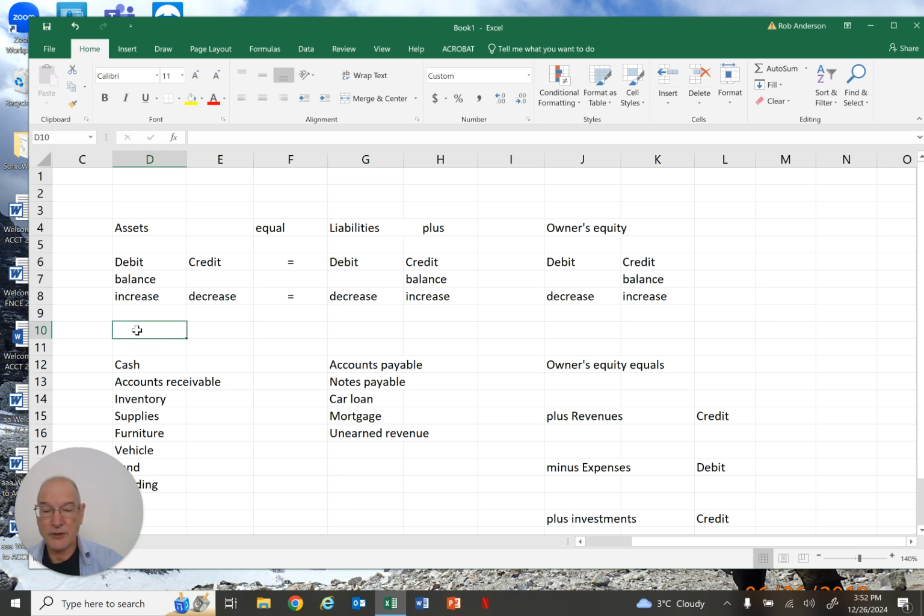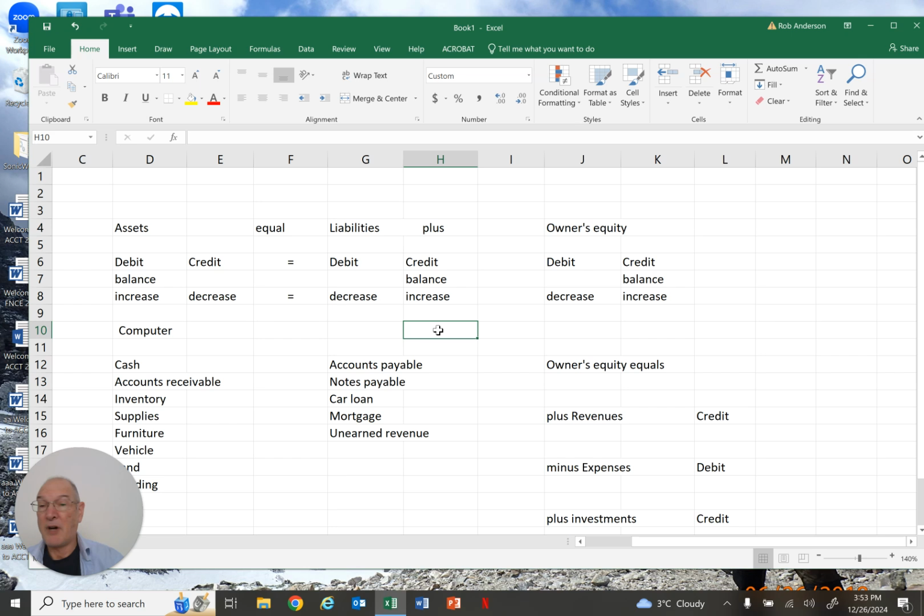So let's say, again, we got a computer. We have a computer now. So my asset is a computer, and that is a debit because it increases an asset account. So my computer will be a debit entry. However, we owe money. And when we owe money, if we look over here, we can see that a credit is the balance of a liability account. It's also the increase side of a liability account.